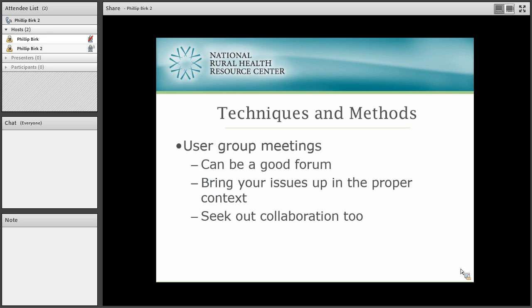Sometimes there may be a place for that. I'll get into that a little bit, but make sure that when you bring your problems up, that you use as much tact as you can, and try to make sure that there's consensus. If you're the only one having this problem and it's because of the way that you implemented the system and overlaid your bad workflow onto an electronic system, user group meeting is not the place to bring it up. But again, user group meetings are a great place to seek out collaboration.